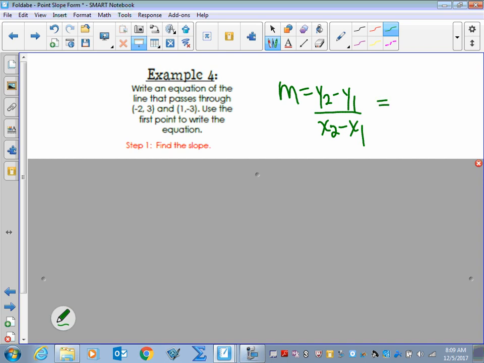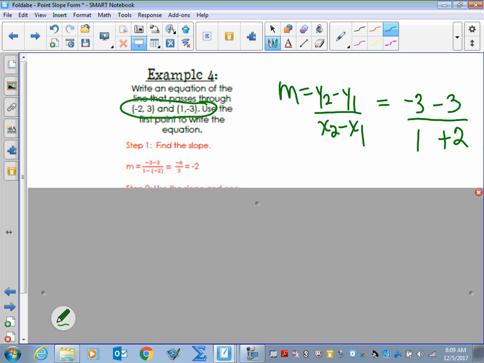So what is y sub 2? Look at the 2 points. What will be y sub 2? Here are my 2 points. Negative 3. All right, so negative 3 minus what? 3 over, what's my x of 2 point? 1. And will that be plus 2? All right. So there's my slope. What's negative 3 minus 3? Negative 6. What's negative 6 divided by 2? All right, so first thing we do is find the slope. We get negative 2.